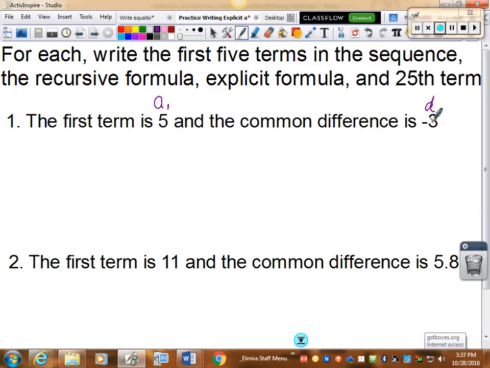Okay, so my first 5 terms in the sequence, the first one is 5. They told me that. And then I'm just subtracting 3 every time. So then it would be 5 minus 3 is 2. 2 minus 3 is negative 1. Negative 1 minus 3 would be negative 4. And then minus 3 more would be negative 7. So I did that.